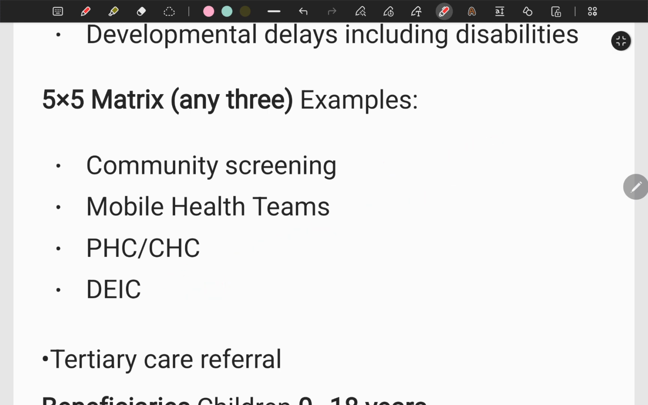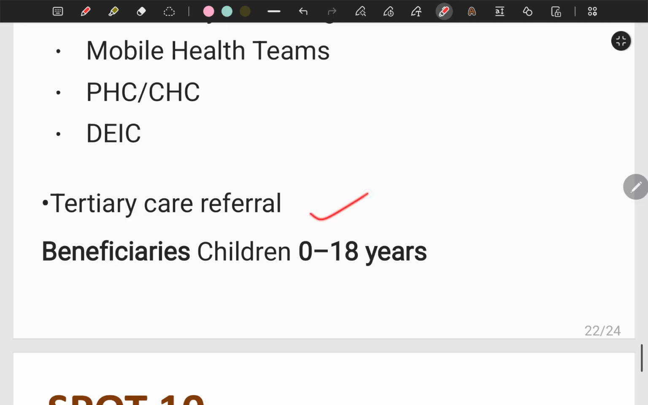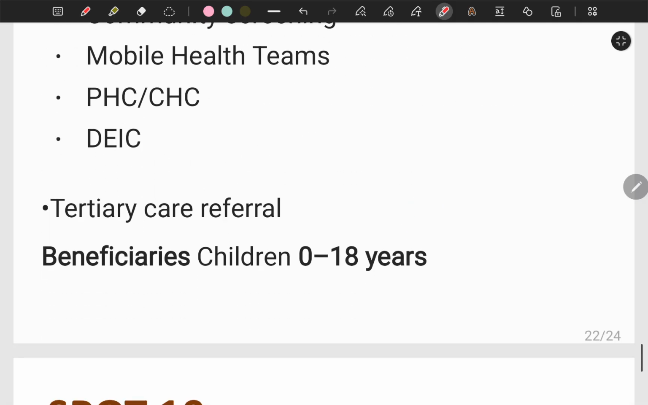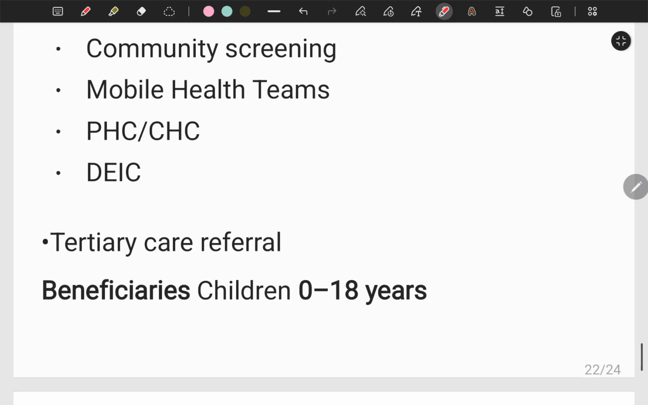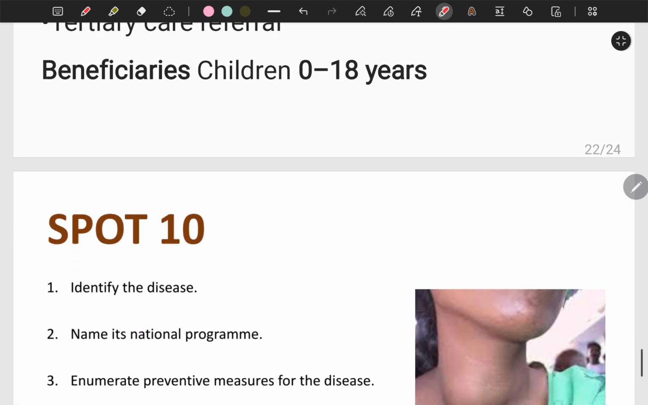So it's easy to remember. If the spot is of DEIC, mention it. Mention PHC, CHC, community mobile health teams, and community screening. Tertiary care referral. Then what are the beneficiaries? Children 0 to 18 years old. Okay, 5x5 matrix, I'll repeat again. There are 5 things. DEIC, PHC, CHC, mobile health teams, community screening, and tertiary care referral.